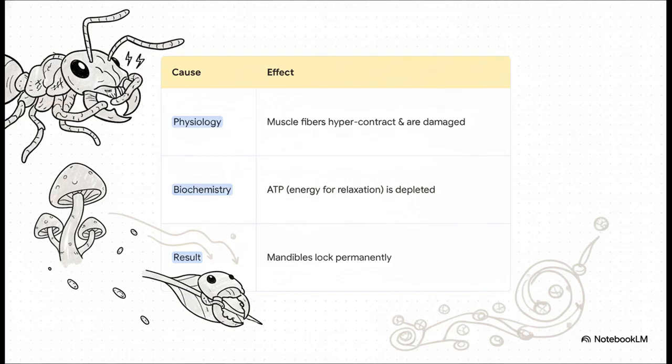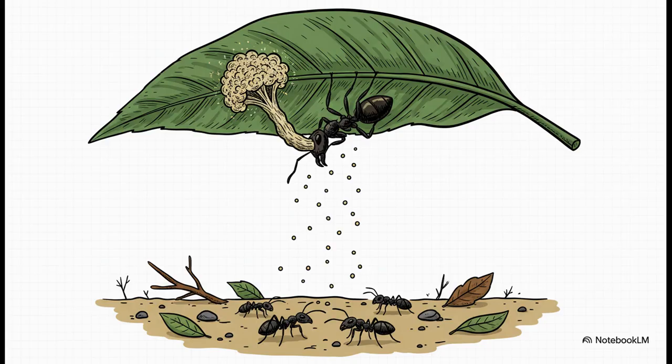Well, first, the fungus causes the ant's jaw muscles to contract so hard that it physically damages the fibers. At the same time, it completely drains the muscles of ATP, which is the energy molecule they need to relax. Without any ATP, the muscles simply cannot unlock. The ant is permanently stuck there, creating the perfect, stable platform for what happens next. Within a few hours, the ant dies.